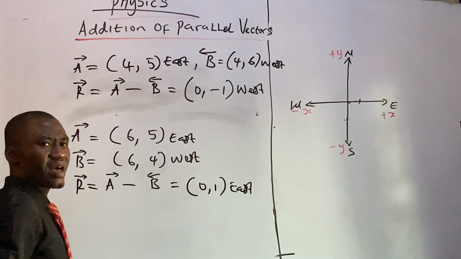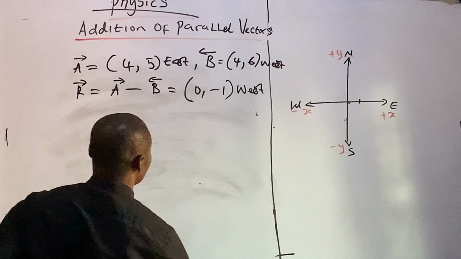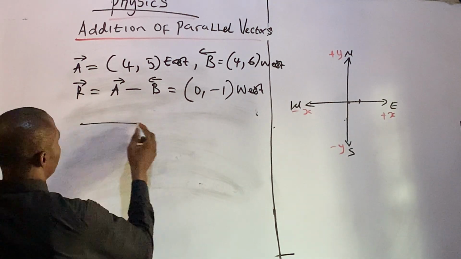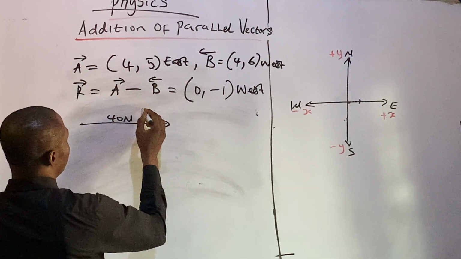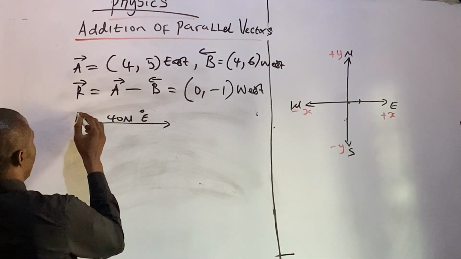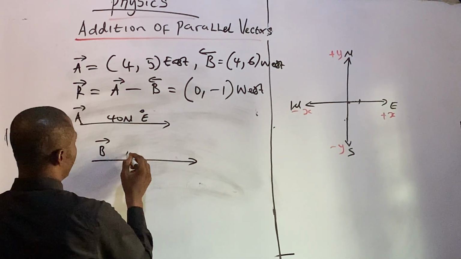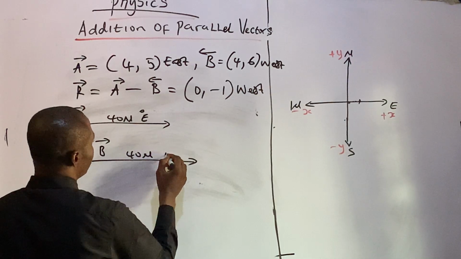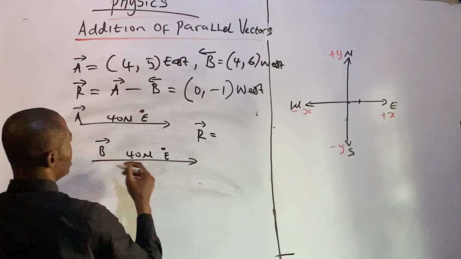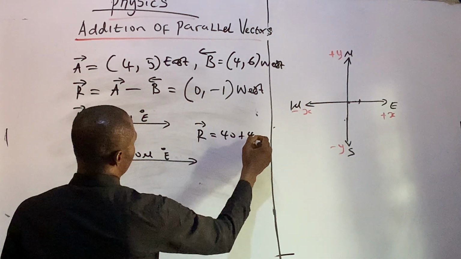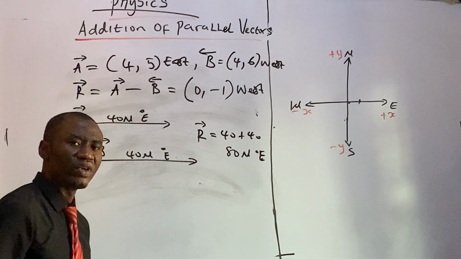All right, having said that, let's move to another question. Let's say we have a vector of 40 Newton directed eastward, and then a vector B of another 40 Newton, directed east. The resultant vector is simply 40 plus 40, which gives 80 Newton directed to the east.